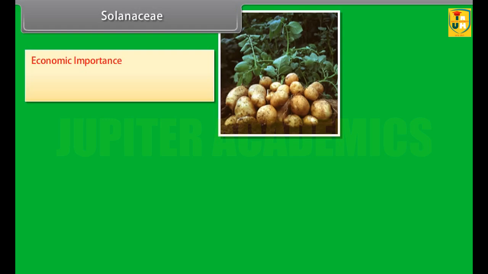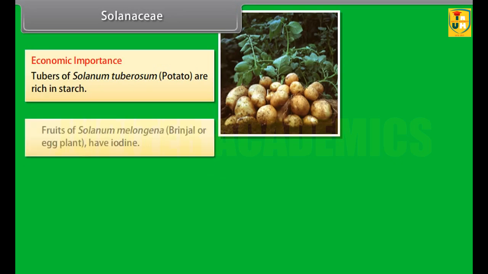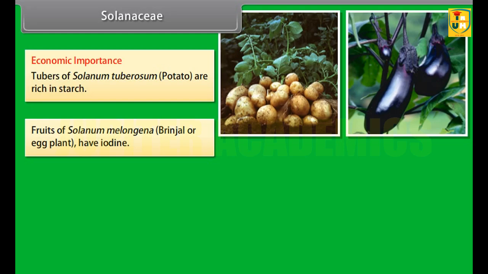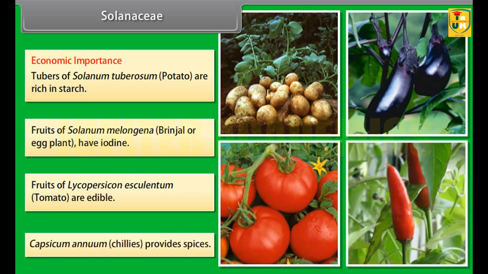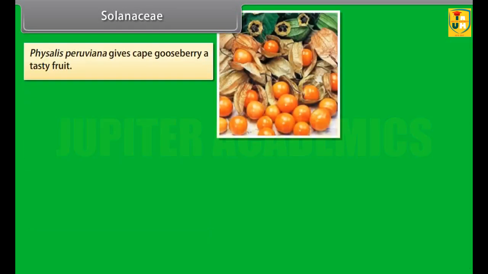Economic importance. Tubers of Solanum tuberosum, potato, are rich in starch. Fruits of Solanum melongena, brinjal or eggplant, have iodine. Fruits of Lycopersicon esculentum, tomato, are edible. Capsicum annuum, chilies, provide spices. Physalis peruviana gives Cape gooseberry, a tasty fruit.